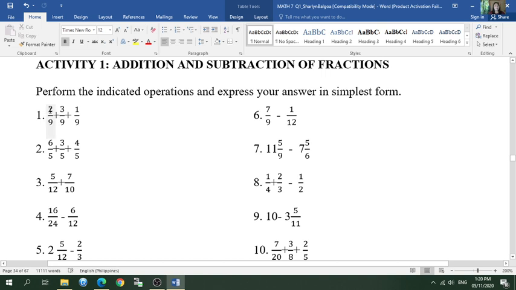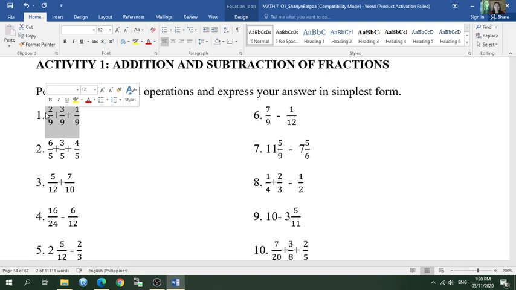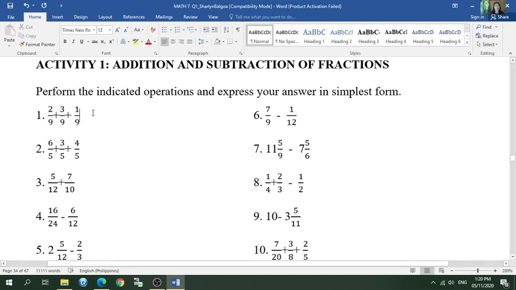Let's say number 1, 2 plus 3 plus 1. Ano ang sagot? Over 9. So kung ito ay pwede pang i-simplify, simplify by getting the greatest common factor, GCF. Okay? Yung highest number na pwedeng i-divide sa numerator at saka denominator. Okay? Yung divisible, the highest divisible number of both numerator and denominator. So that is good for number 1 and number 2.